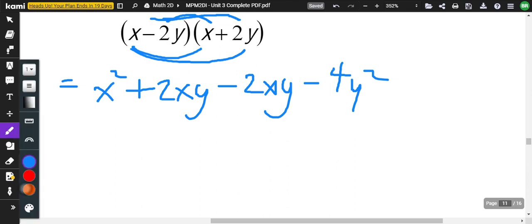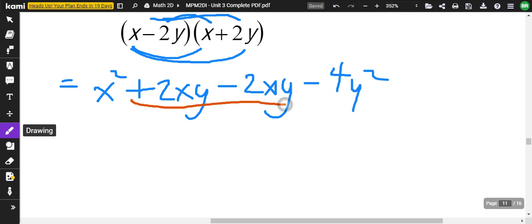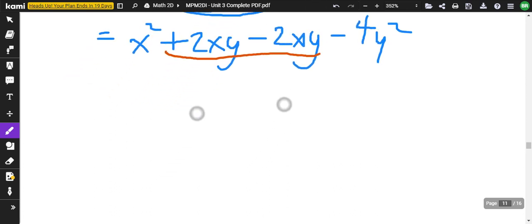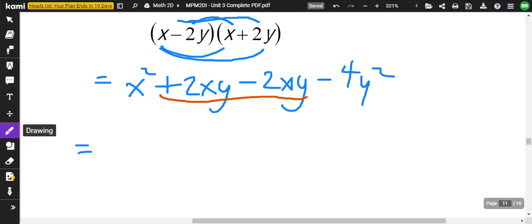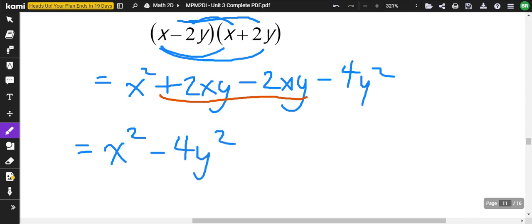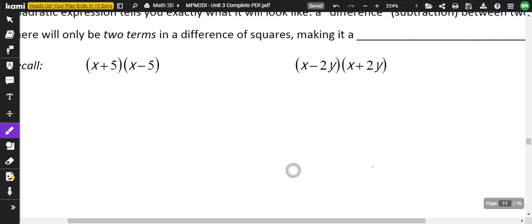Well, once again, we see these like terms. And so it's time to group those together. So x squared is still just there. Plus 2xy minus 2xy, these are both xy terms. So here I have two of them, minus two of them, 0 remain. I don't have any xy terms. And so I just write down the minus 4y squared, and we're done. Now, this is what it looks like when we expand and simplify.